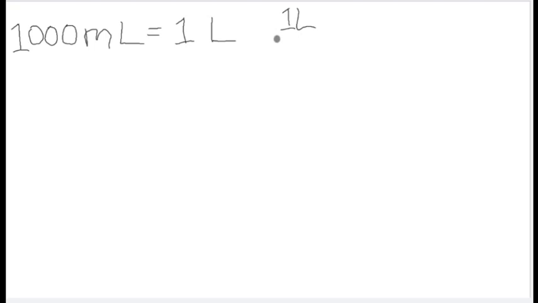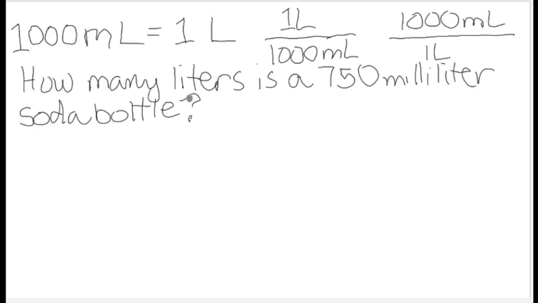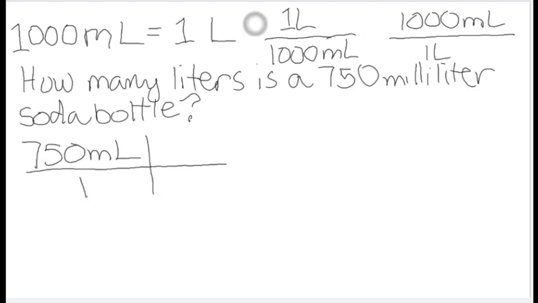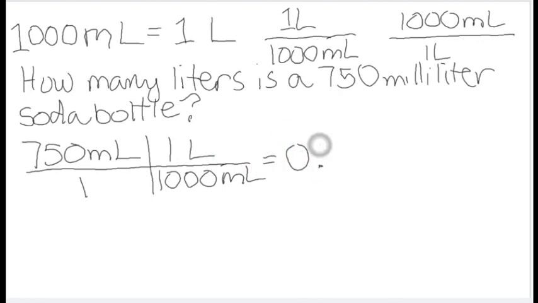Let me do some conversion factors up here for you to choose from. How many liters is a 750 milliliter soda bottle? So 750 milliliters is my given. Put it over 1. I'll pick the conversion factor from up here that has milliliters in the bottom so that I can cancel it. And the number 1,000 always goes with milliliters. And the number 1 will go with liters. So this time I am dividing 750 by 1,000.